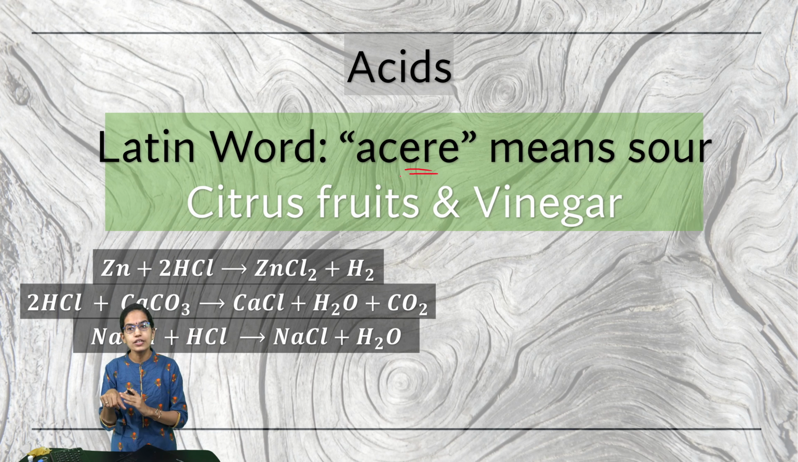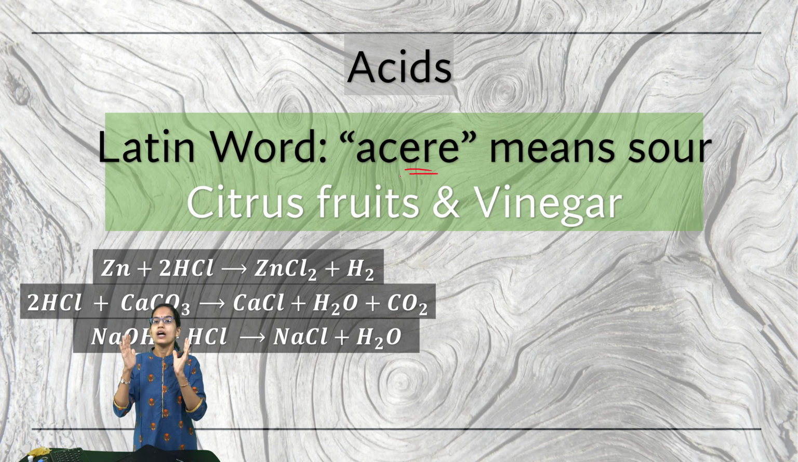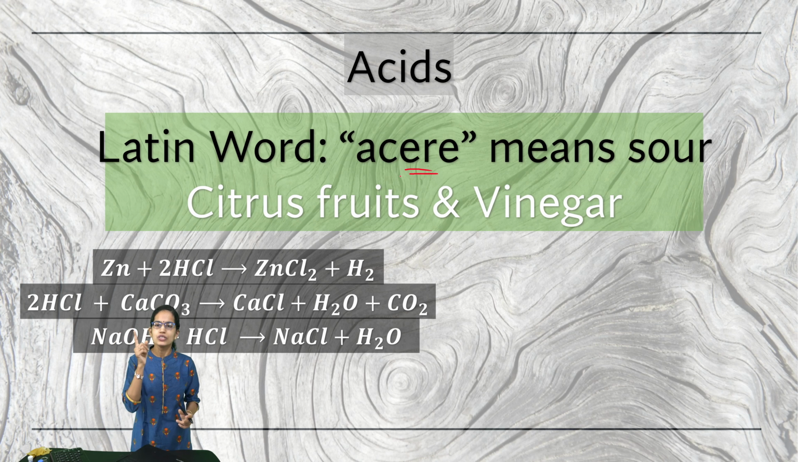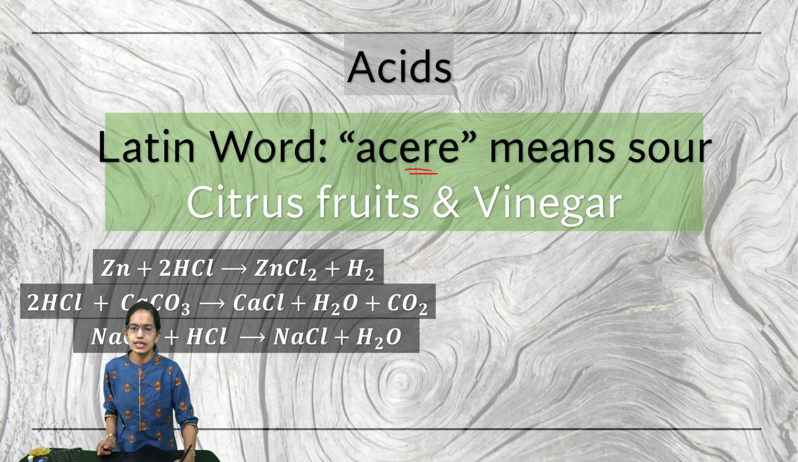Now, in order to neutralize any acid which occurs, what is the right strategy? The right strategy is to use a base. Once acid and base combine, what would happen? A salt would be formed along with water, and this is the process of neutralization. So whenever an acid reacts with a base, you get salt and water.